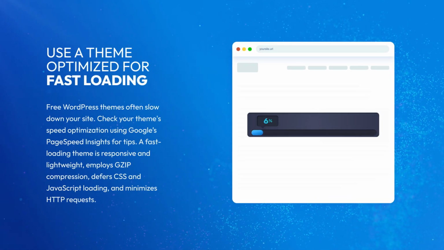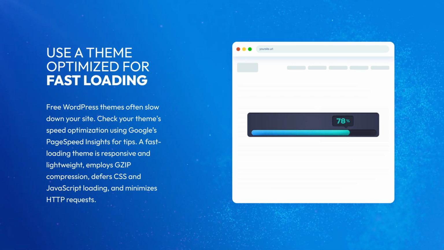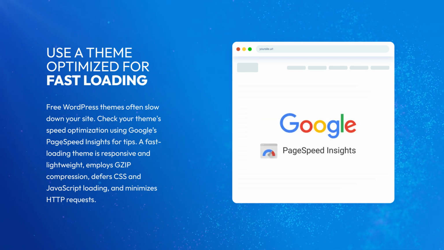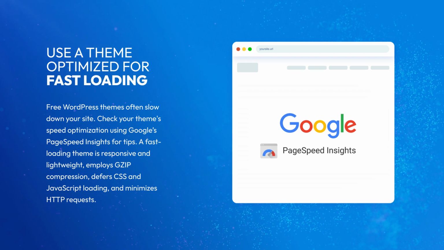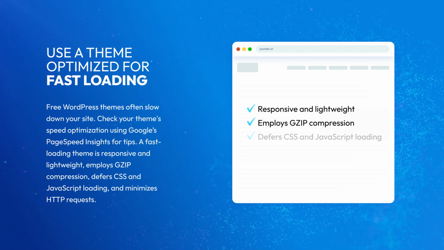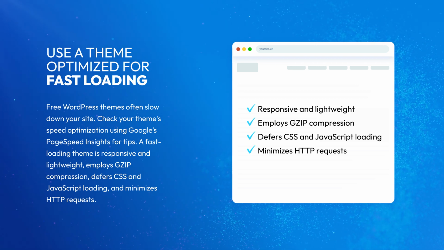Use a theme optimized for fast loading. Free WordPress themes often slow down your site. Check your theme's speed optimization using Google's PageSpeed Insights for tips. A fast-loading theme is responsive and lightweight, employs gzip compression, defers CSS and JavaScript loading, and minimizes HTTP requests.